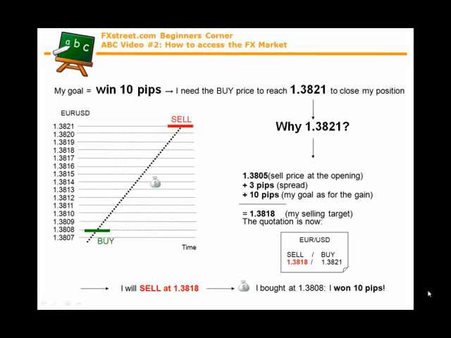So, to win 10 pips, I will then need the price to reach 138.21. Why? Because at the time of closing my position, I will have to reverse it, right? Meaning sell at 138.18. Price then will have to move the 10 pips I want to win, plus the 3 pips of spread the broker charges, to reach my target. Price then should rise 13 pips in order to profit 10 pips.